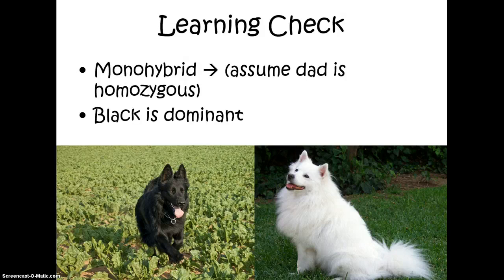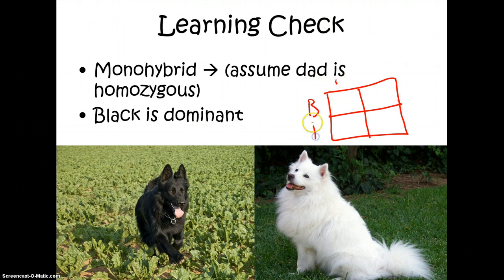Learning check: we want you to do a Punnett square. Predict the offspring of these two beautiful dogs. It says assume dad is homozygous, so dad goes over here. Homozygous means both capitals, because we know that black is dominant. Mom is white, so we know she has to have two recessive alleles.